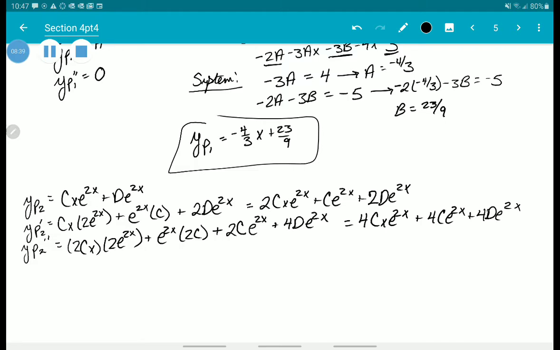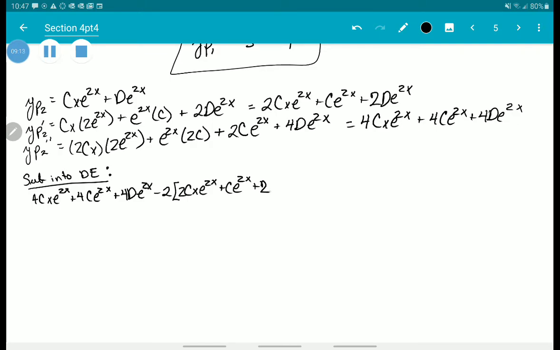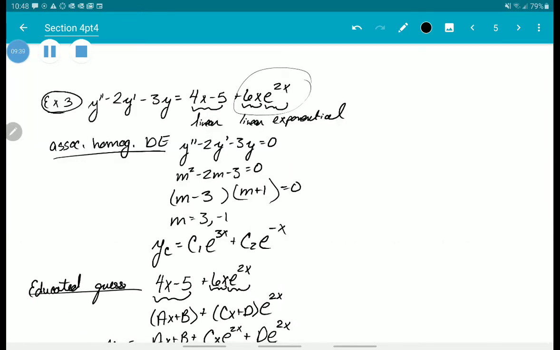So now we're going to take all of this and substitute it into the differential equation. Our differential equation is y double prime minus 2 times y prime minus 3 times y equals, going back up to the original, 6x e to the 2x.